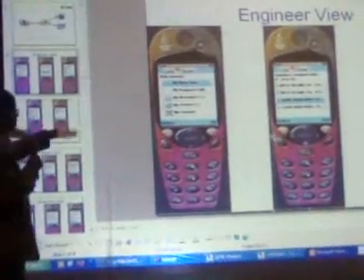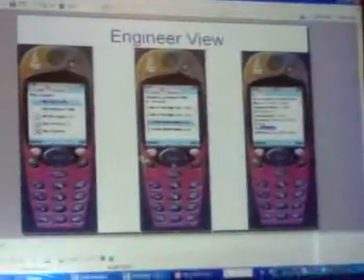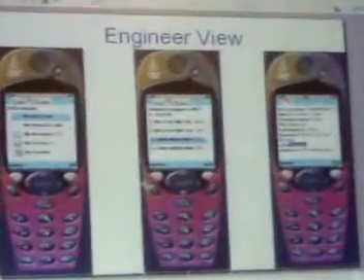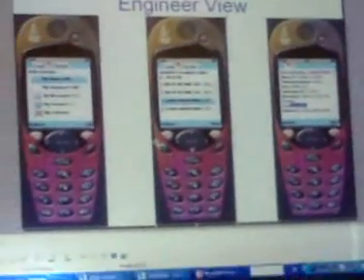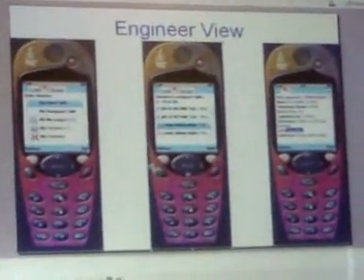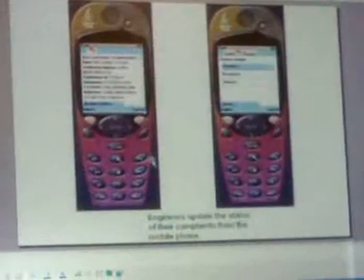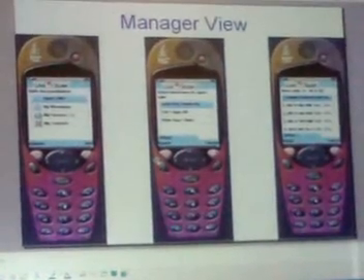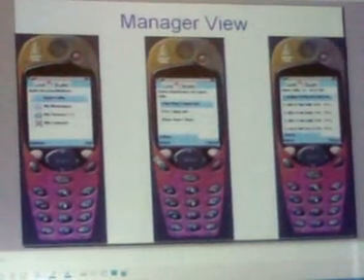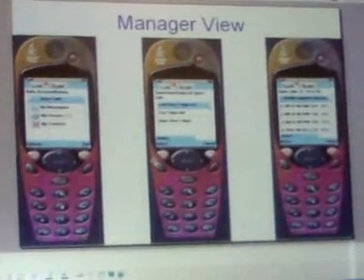So this is the engineer view, which has open calls and assigned calls. He can specify when he's going to attend the call, and once he specifies, the updates are sent to the customer or to the manager. Similarly, he can change the status. And this is more like a manager view, where you can keep track of things on a mobile phone.